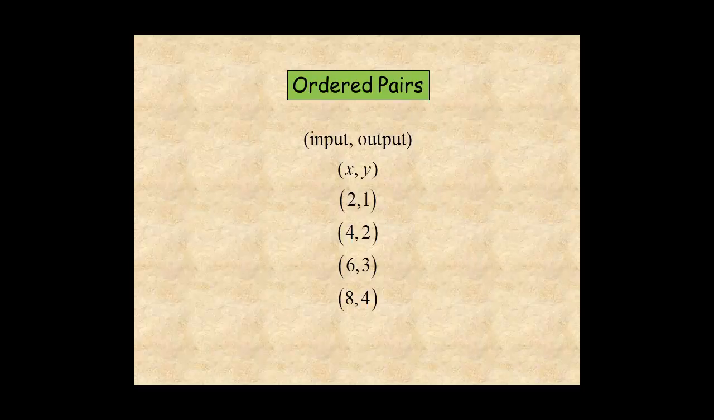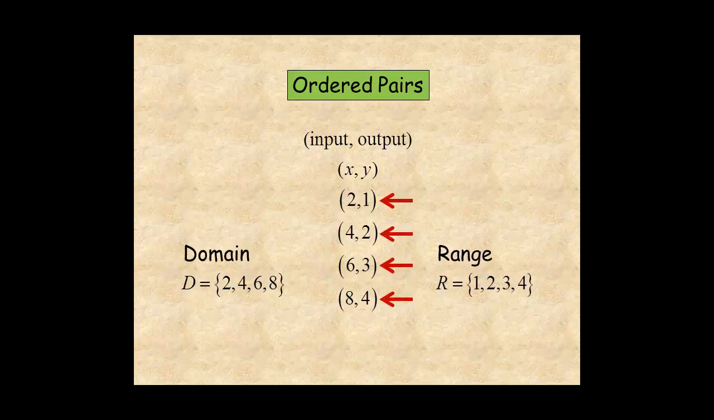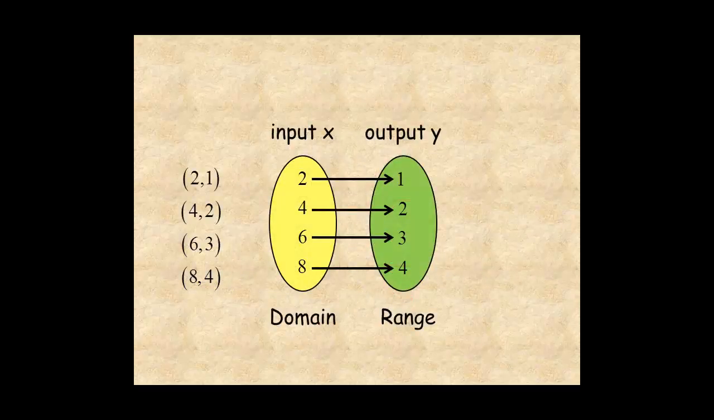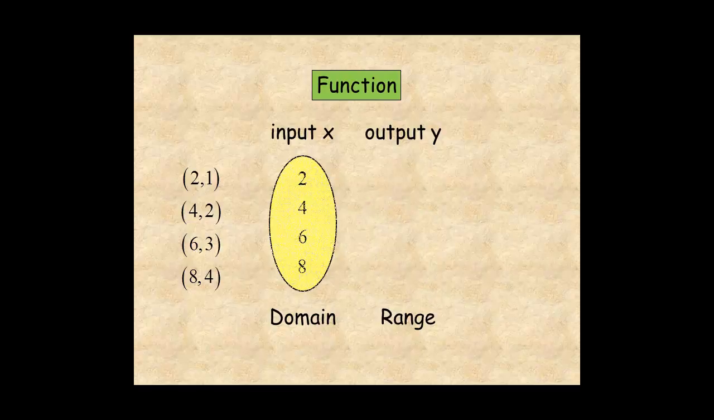The set of all input x values is the domain of the relation, and the set of all output y values is the range. A relation is a function when each element of the domain is paired with or related to only one element in the range.